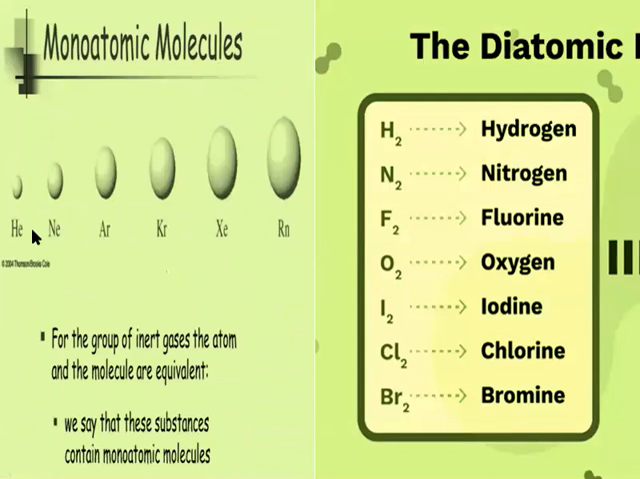Monoatomic molecules for elements are the group of inert gases and also of metals. For the group of inert gases, the atom and the molecule are equivalent. We say that these substances contain monoatomic molecules, like for example, helium, neon, argon, krypton, xenon, radon.